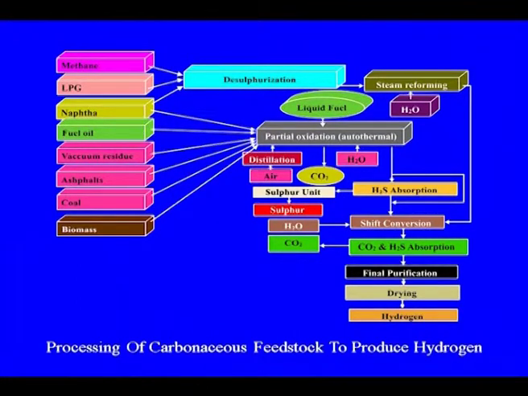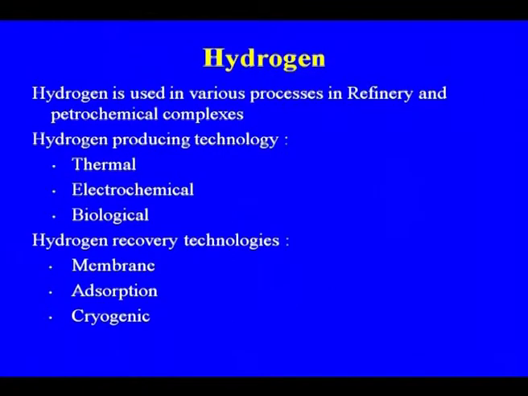So, let us discuss hydrogen before discussing the final. Hydrogen is used in various processes in the refinery and the petrochemical complex. Hydrogen producing technologies are thermal, electrochemical, biological. Hydrogen recovery technologies, the membrane, adsorption, cryogenic separation, all these technologies are available.